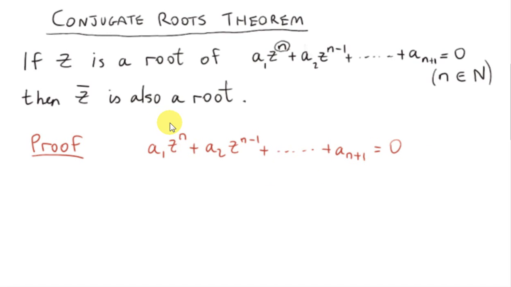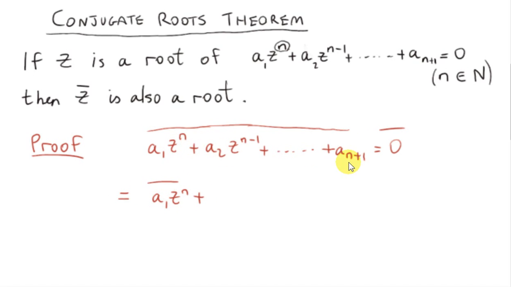So anyway, here's a quick proof. You can ignore this, of course, but it's just like the way we showed this result for the quadratic equation. We take the conjugate of both sides. We know that z satisfies this equation, so we are assuming that z has been plugged in here, and of course we get 0. Now we take the conjugate of both sides, and then we use the properties proven in the last video to rewrite this like this.